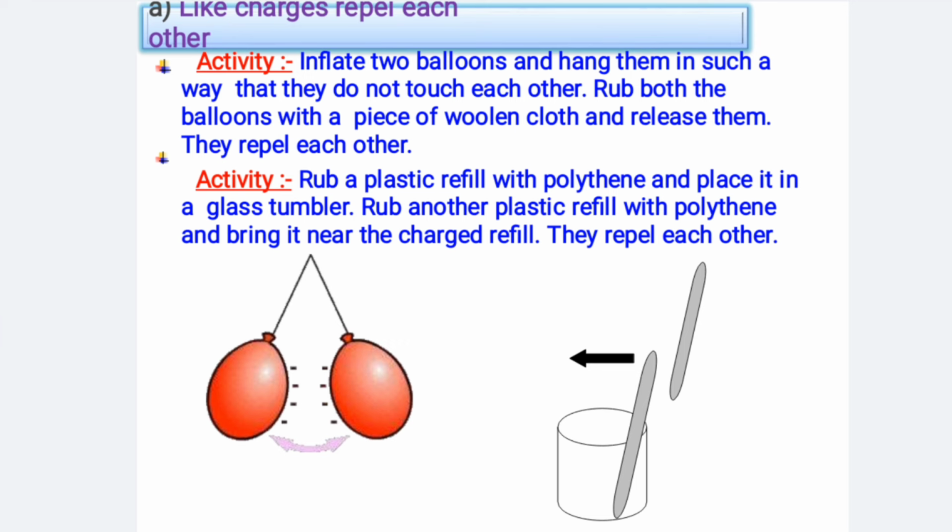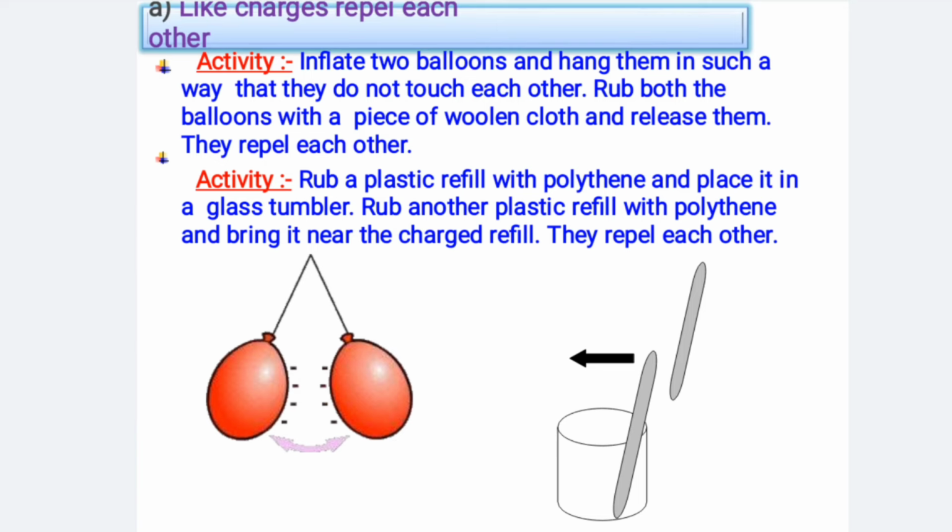So in these slides we are going to study some activities depicting the nature of charges. So first characteristic is like charges repel each other. So here we can perform an activity. Inflate two balloons and hang them in such a way that they do not touch each other. Rub both the balloons with a piece of woolen cloth and release them.